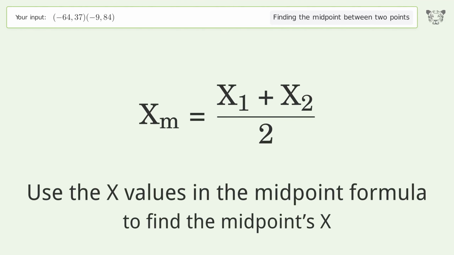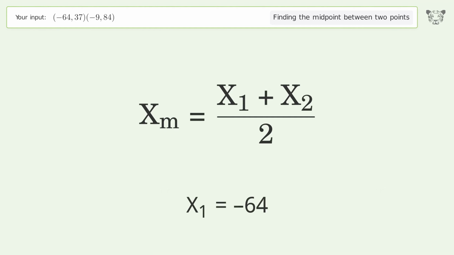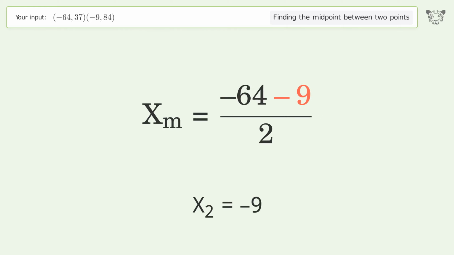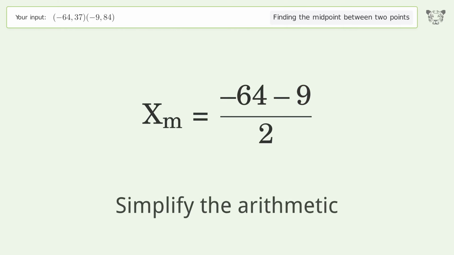Use the x values in the midpoint formula to find the midpoint's x. x1 equals negative 64. x2 equals negative 9. Simplify the arithmetic.